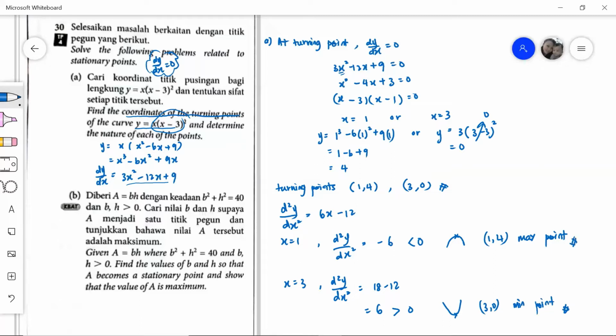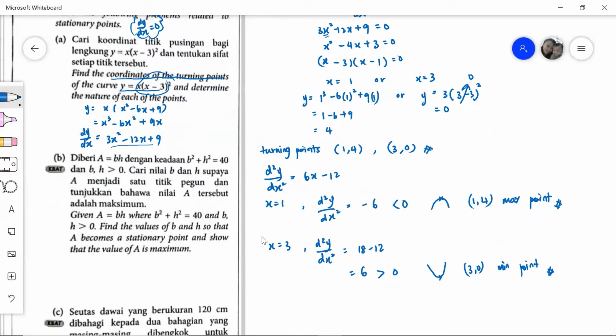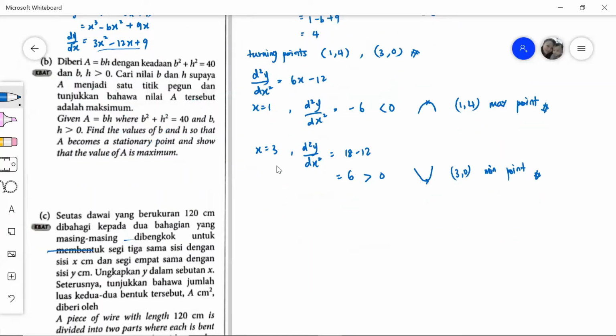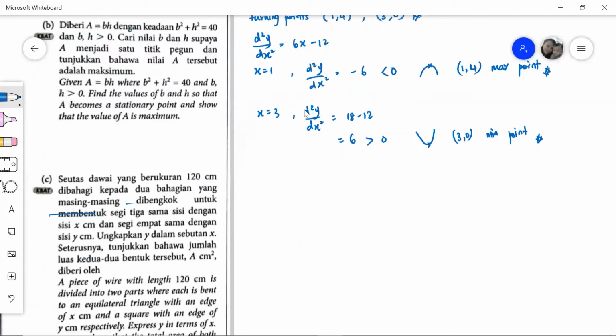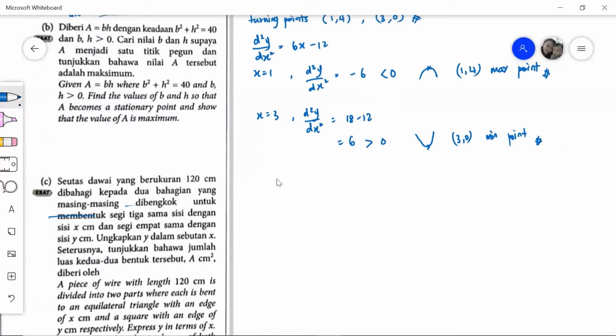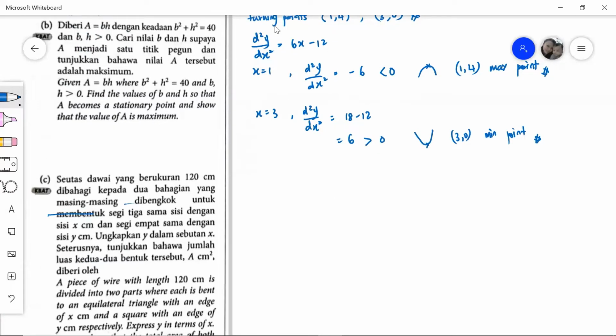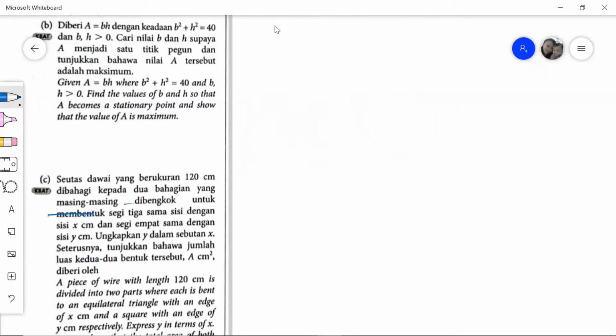Now, let us move on to part B. Part B is not that straightforward, so we have to do something about it. For part B, we are given A equals bh, with the condition b squared plus h squared equals 40 and bh greater than 0. We have to find the values of b and h so that A becomes a stationary point, and show that the value of A is maximum.